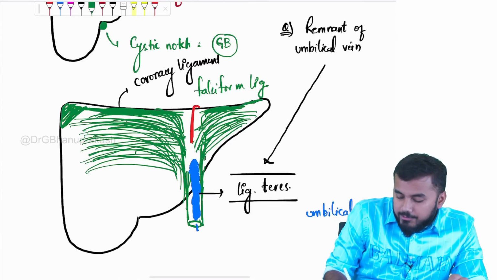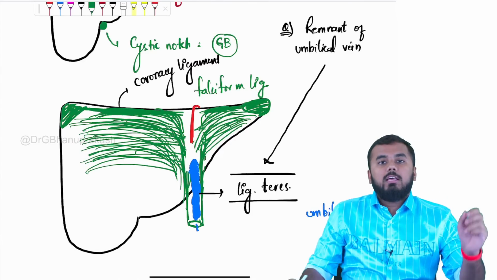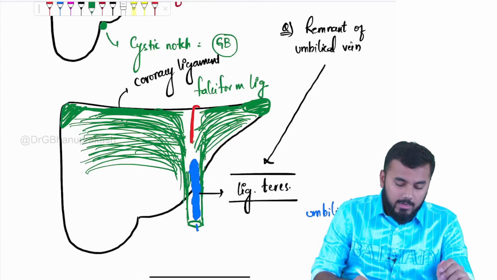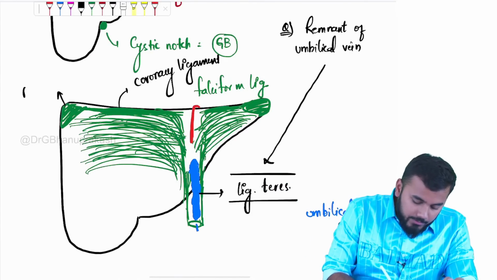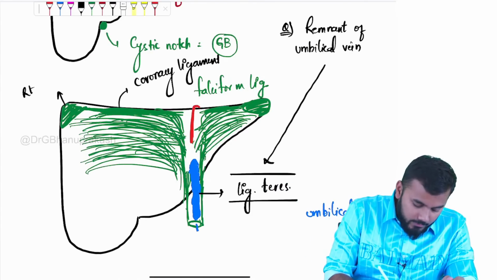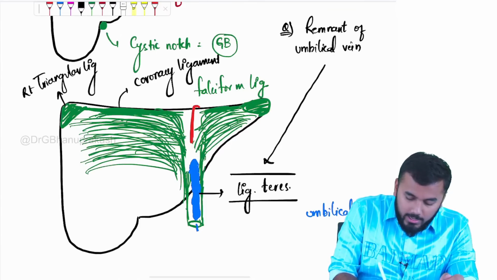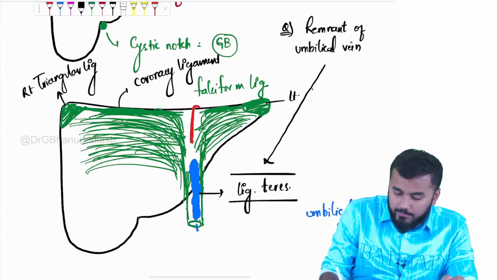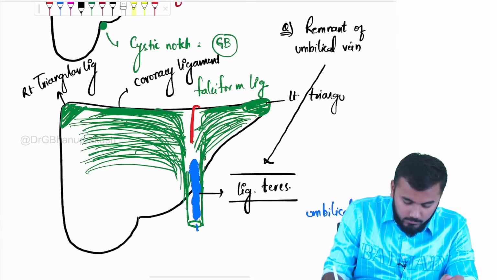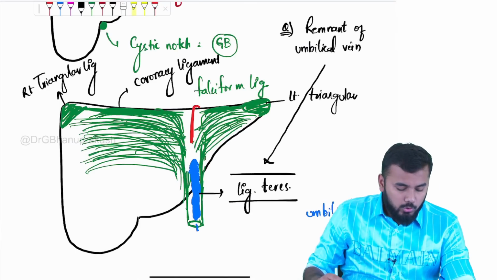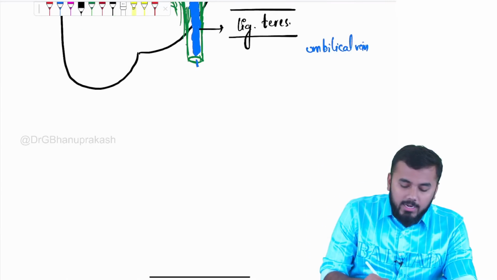The coronary ligament on the left side also goes to the edge and forms a triangle. These are called the right triangular ligament and the left triangular ligament. What is this called? This is called the right. Excellent, Pavan Kumar. Right triangular ligament. And this is called the left triangular ligament.